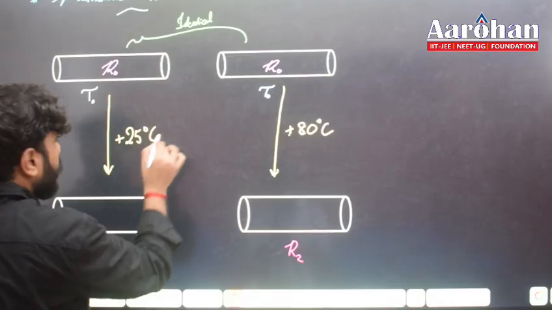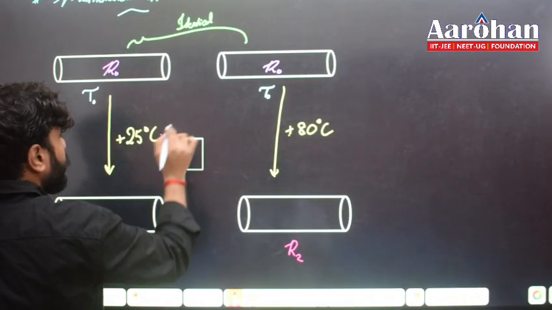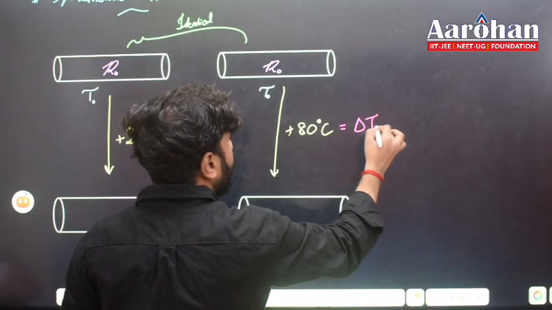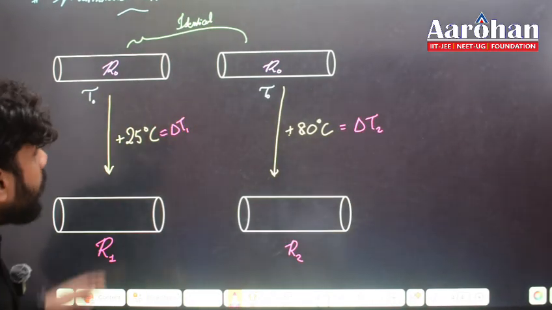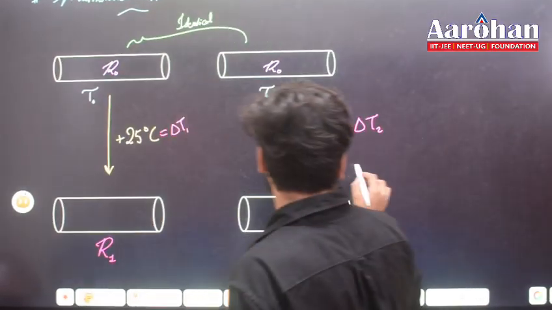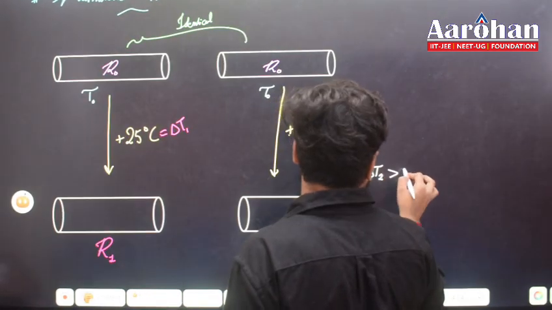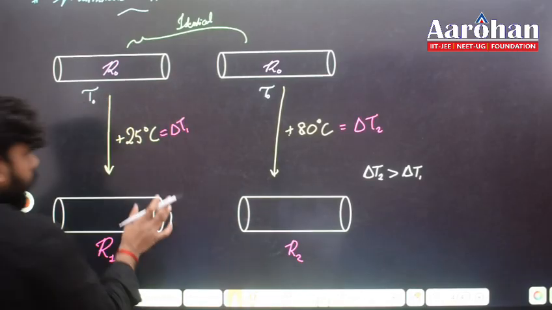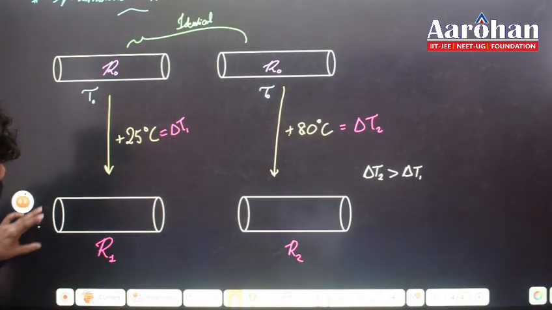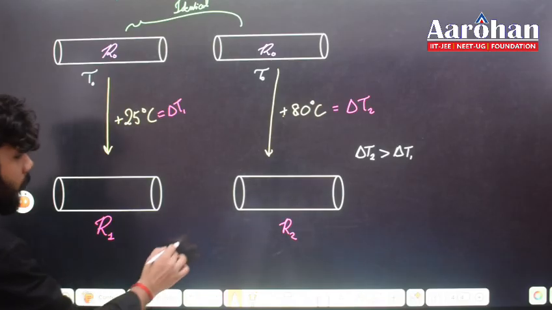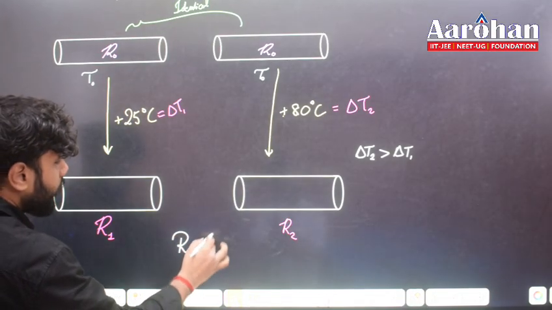We can see here, this is your what? Change in temperature. Let's call the change in temperature T1 and the change in temperature T2. Right? They both will reach a temperature. This will be T0 plus 25 and this will be T0 plus 80 degrees Celsius. So we can see here that change in temperature 2 is more than change in temperature 1. And it is very obvious that the resistance of the material which has the higher change in temperature will be more. That means R2 will be higher than R1.